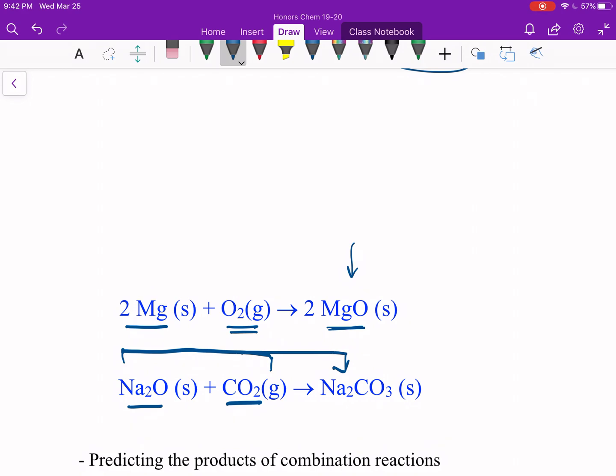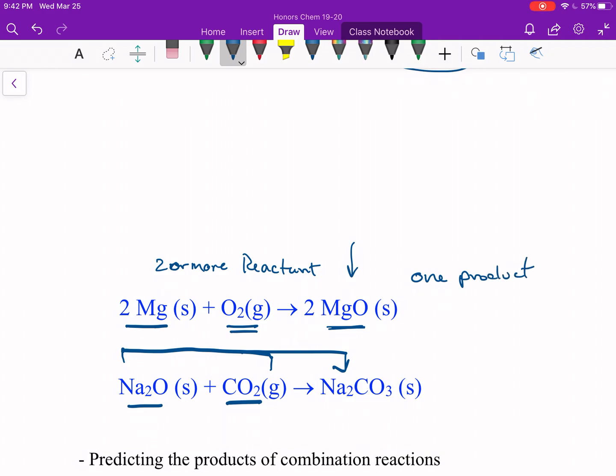The big thing is we have two or more reactants, because we could potentially have more than two, and we're only getting one product. That's the big thing to remember.